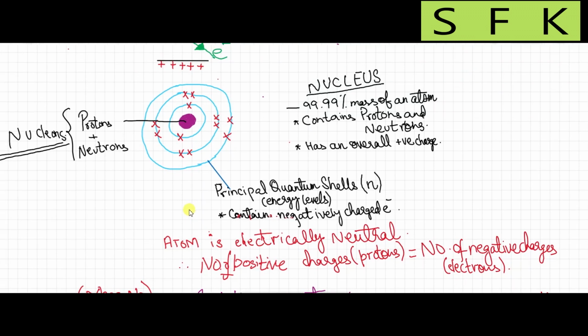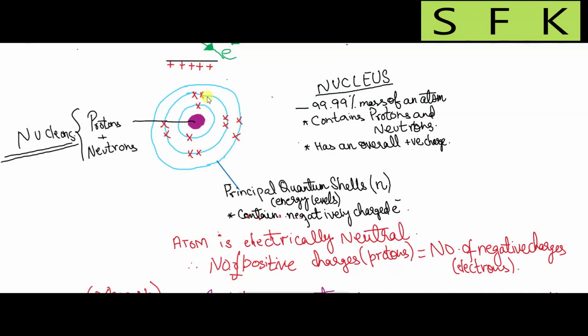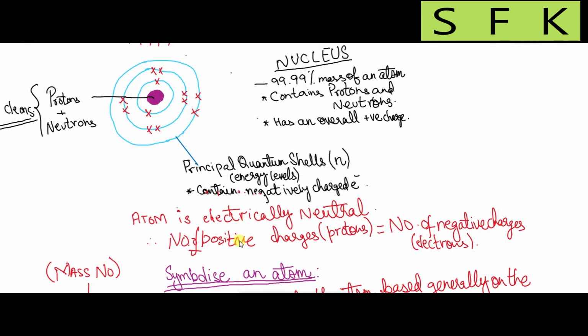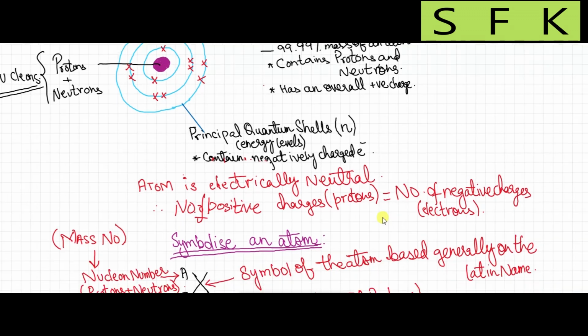An atom is always electrically neutral. Electrically neutral means the number of positive charges is equal to the number of negative charges. The positive charges are the protons, which are present inside the nucleus, and the negative charges are the electrons, which revolve around the nucleus. So in an atom, which is always neutral, the number of protons equals the number of electrons.